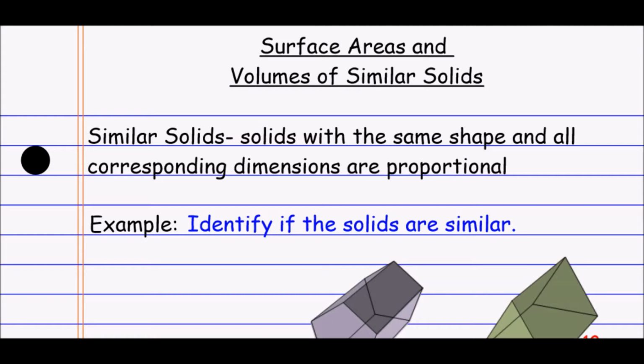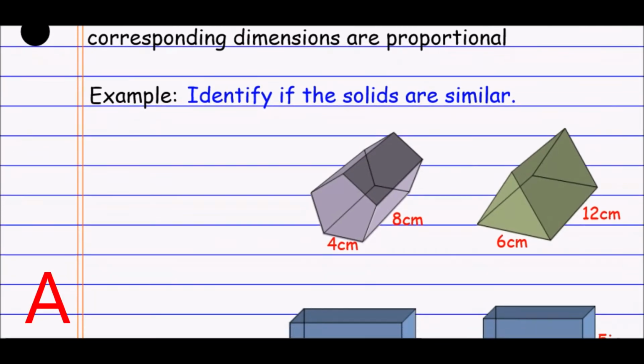Similar solids are kind of the same thing. It's just a three-dimensional representation of that same concept, okay? And so if similar figures worked one way, similar solids are going to work that same way. We're just talking about a figure that's in 3 dimensions now. Okay, so here we want to identify if the solids are similar.